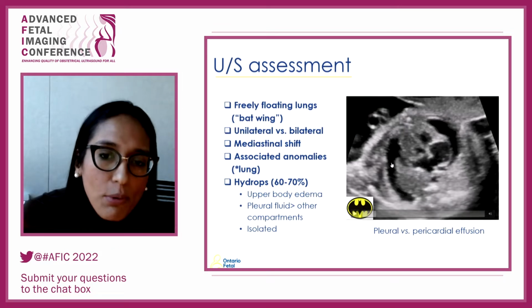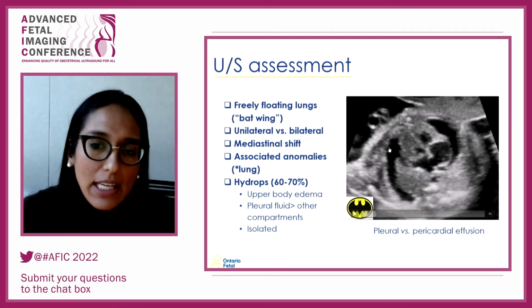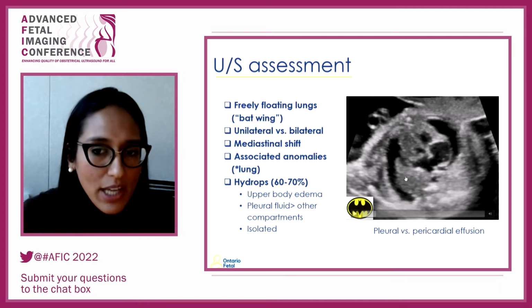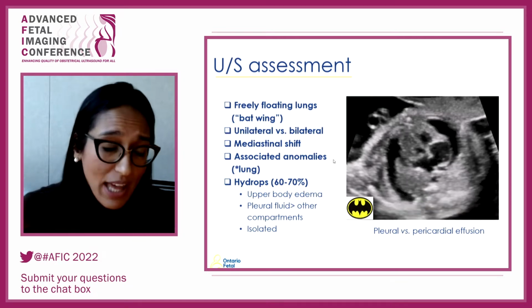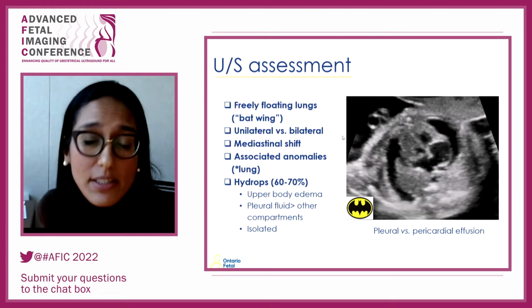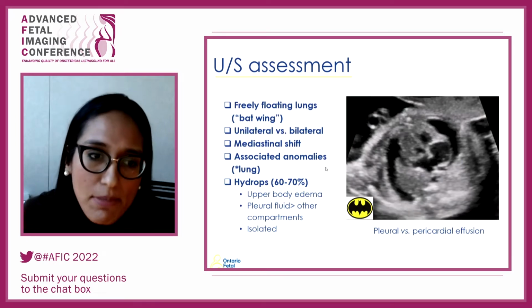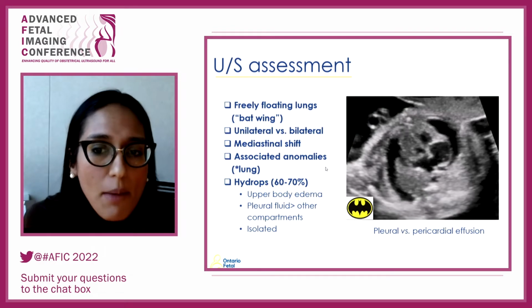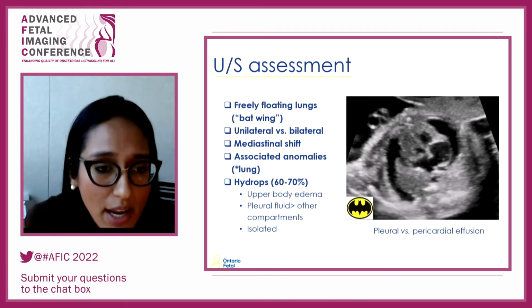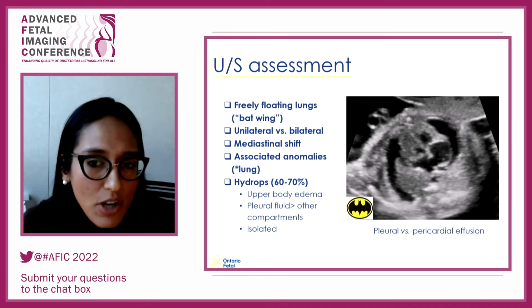That's of course important because it will have very different workup, differential diagnoses, and prognosis. When you know that it's a pleural effusion, then you want to know, is it unilateral? Is it bilateral? Is there significant mediastinal shift? Are there associated anomalies, particularly related to the lung or the diaphragm? You also want to see, is there hydrops associated with this?